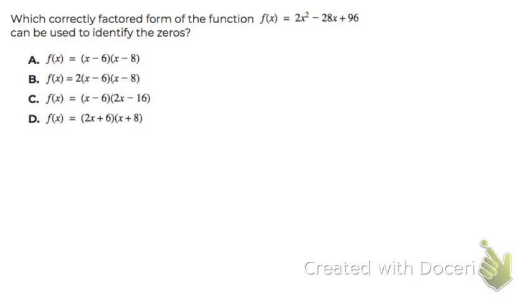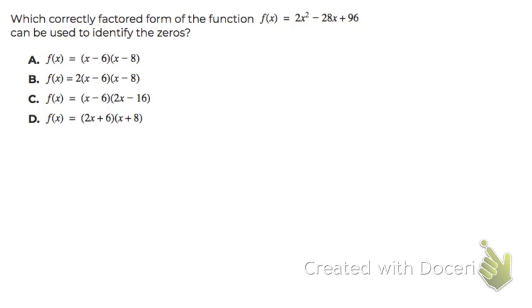Here we're asked to factor this polynomial, and that is breaking it down into a multiplication problem. So you see from the choices here, we are given these multiplication problems like x minus 6 times x minus 8, or 2 times x minus 6 times x minus 8. I'm going to show you how we can use the choices to figure out the solution here instead of factoring from scratch. So first off, let's look at the choices we're given.